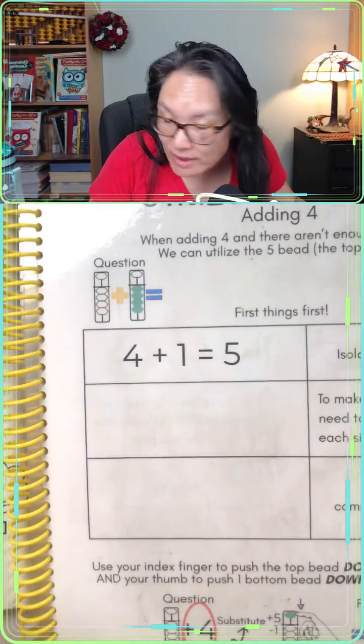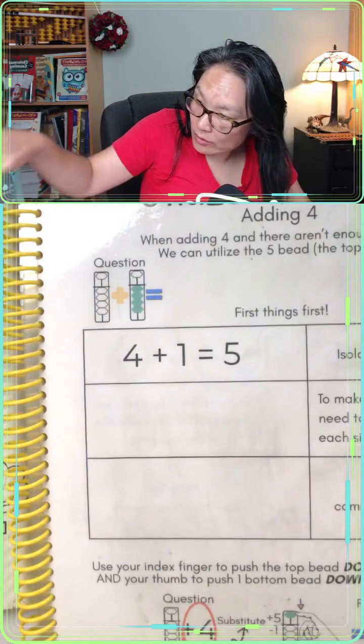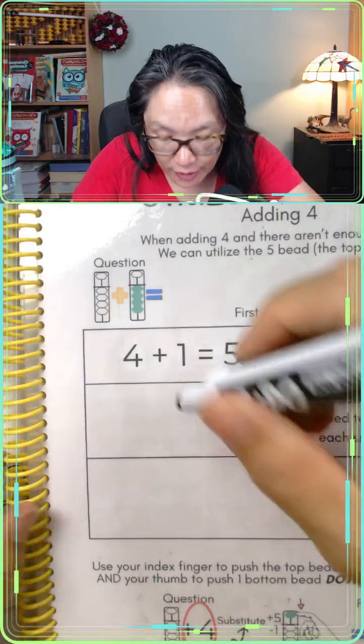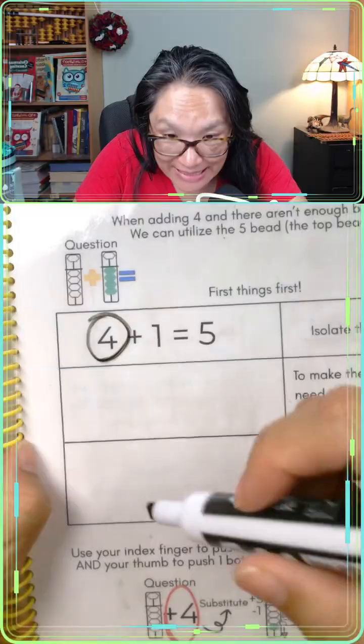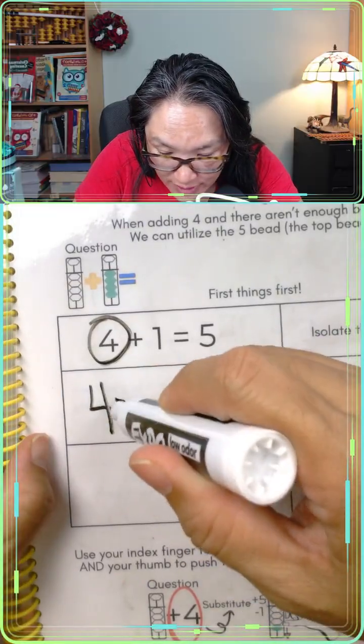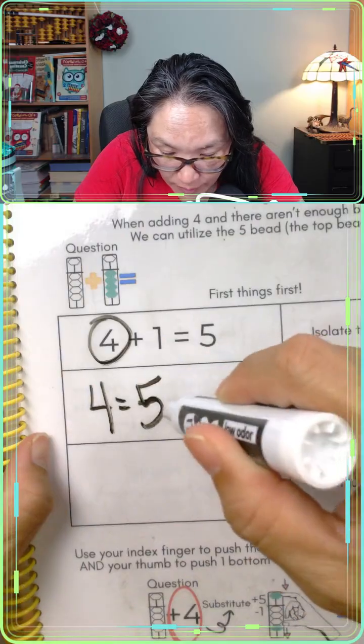Modify. So what's going to happen is, to modify, we're going to isolate the variable. We're looking at the 4. To look at the 4, we're going to isolate the variable. To isolate the variable, it's what? 4 is equal to 5 minus 1.